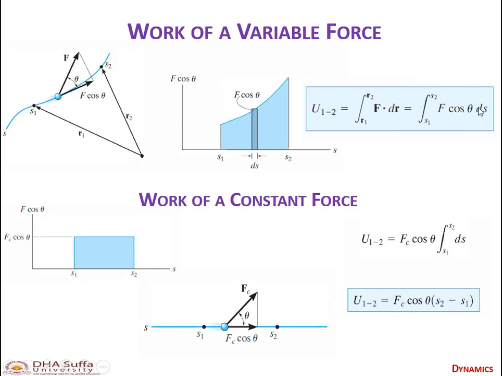We can use the same relation of integrating the F cos theta function along the limits S1 and S2, but you can see that when you have F cos theta as constant, you can take this term out of the integral and simply integrate it with respect to ds by applying limits for S1 and S2. That's a pretty simple one, right?